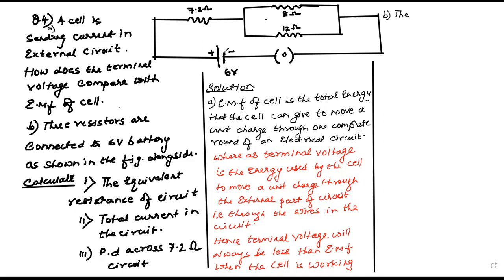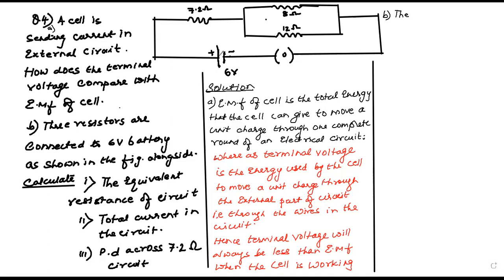That is one complete round of an electrical circuit. So this energy is the EMF of the cell. So the EMF of the cell is the total energy that a cell can give to move a unit charge through one complete round of an electrical circuit. Whereas your terminal voltage is what? The energy used by the cell to move a unit charge to the external part of the circuit, that is, to the wires in the circuit.